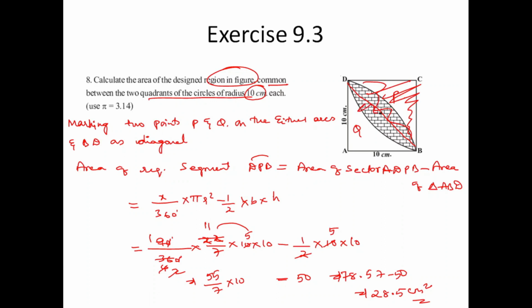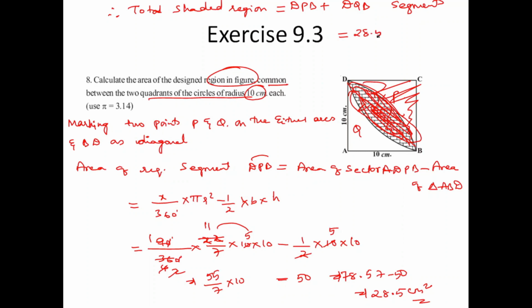Now, this is the area of only one side, that is only this side. Right, now you need to add the area of the other side also. So therefore, I'm writing at the top here: total shaded region. Total shaded region is, let me write it, DPB plus DQB. Now adding up these two, these are the different segments. Now adding up these two, 28.5 plus 28.5.